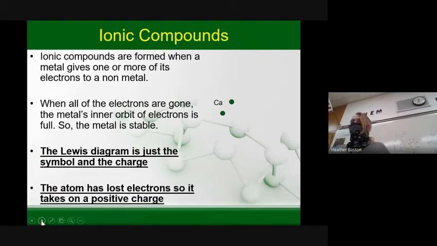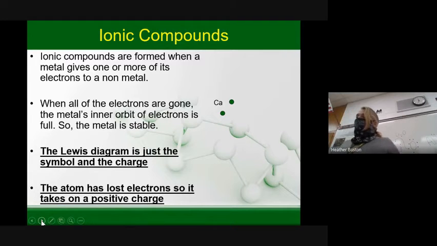So ionic compounds are formed when a metal gives one or more of its electrons to a nonmetal. When all the electrons are gone, so look at calcium. Calcium has 2 valence electrons. He has 2 electrons to give away. He will give those 2 electrons away to become more stable.